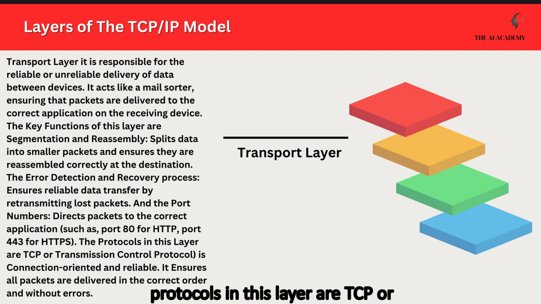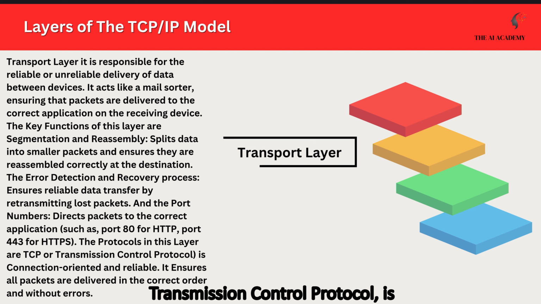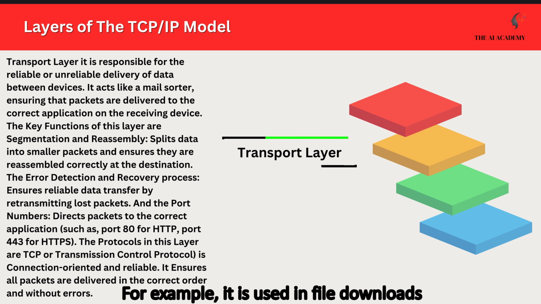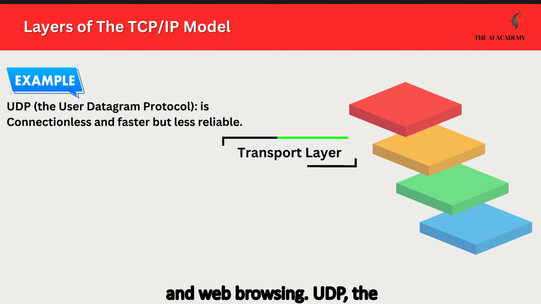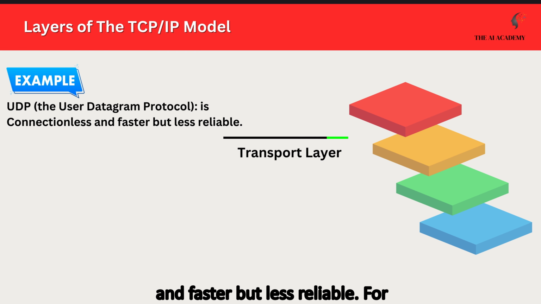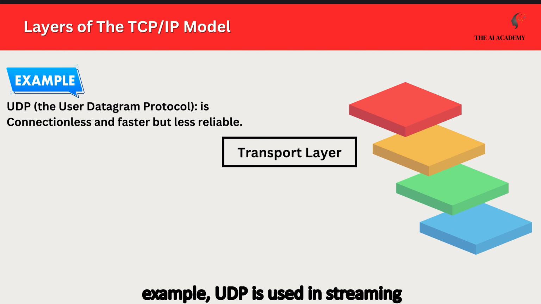The protocols in this layer are TCP, or Transmission Control Protocol, which is connection-oriented and reliable. It ensures all packets are delivered in the correct order and without errors. For example, it is used in file downloads and web browsing. UDP, the User Datagram Protocol, is connectionless and faster but less reliable. For example, UDP is used in streaming and gaming.